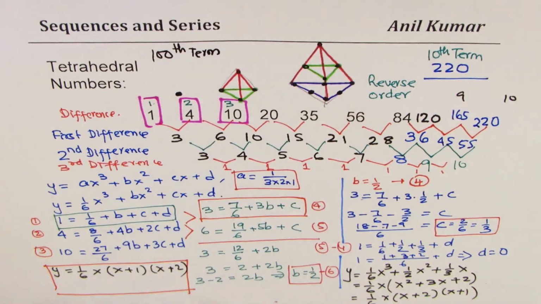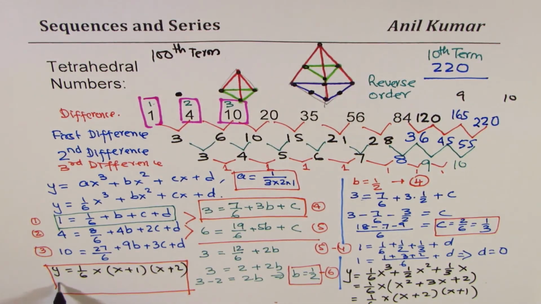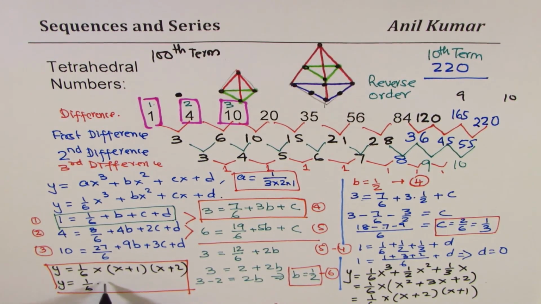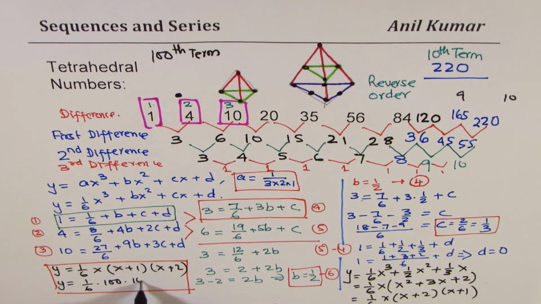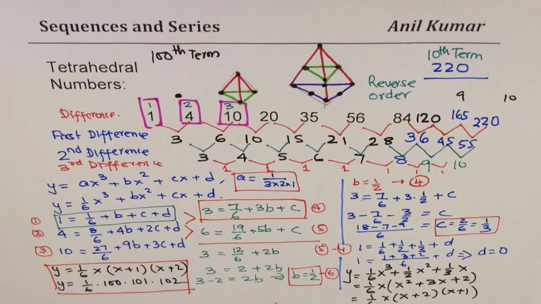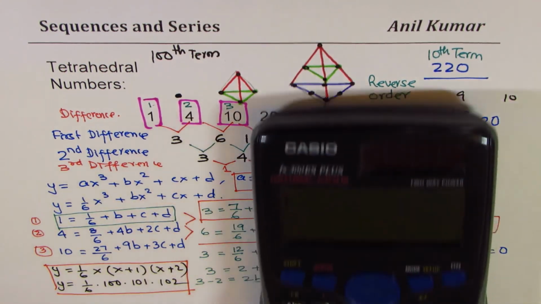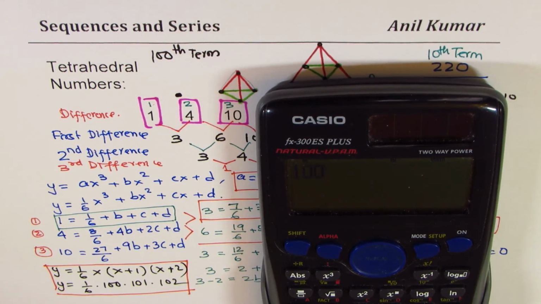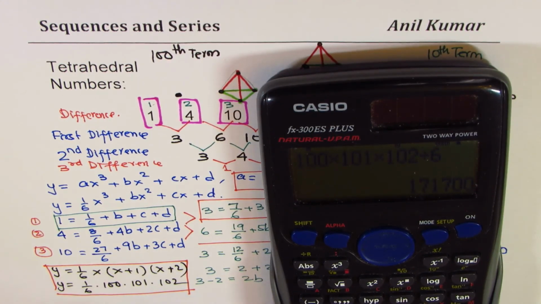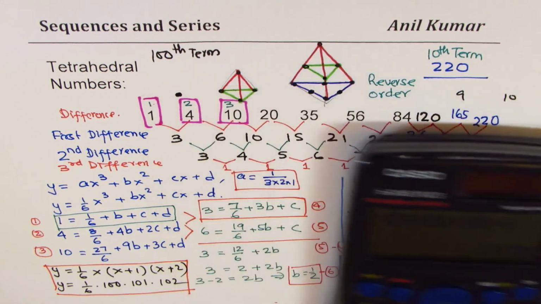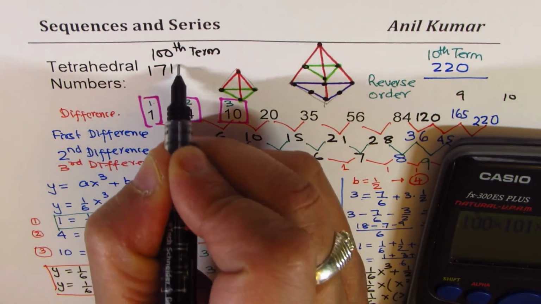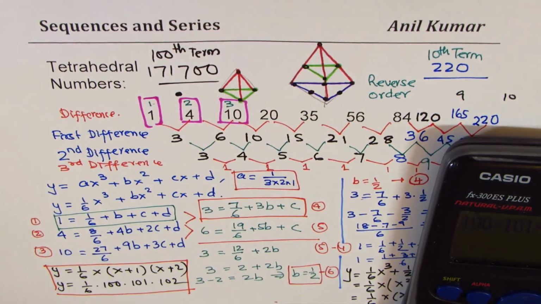Not very difficult. So what you do here is you can replace x with 100. So we get 1 over 6 times 100 times 101 times 102 and get the answer, right? So that is how you could actually get it. So we get 100 times 101 times 102 divided by 6 as equal to that big number, right? So 171,700. So we get 171,700 as our answer.